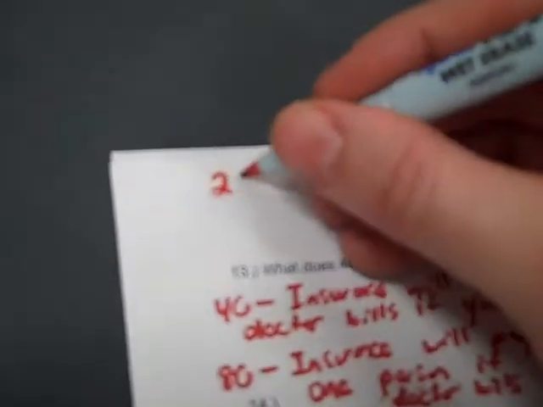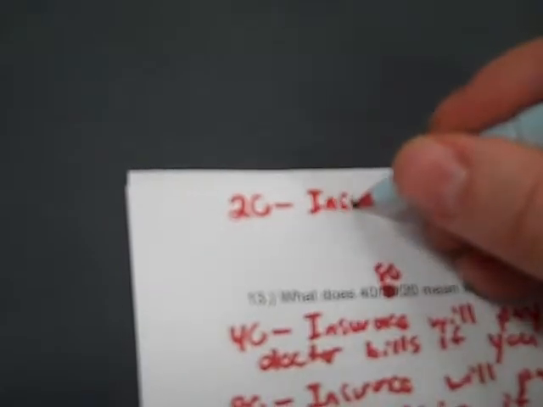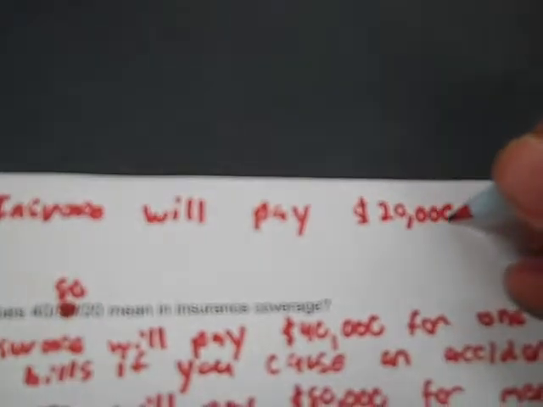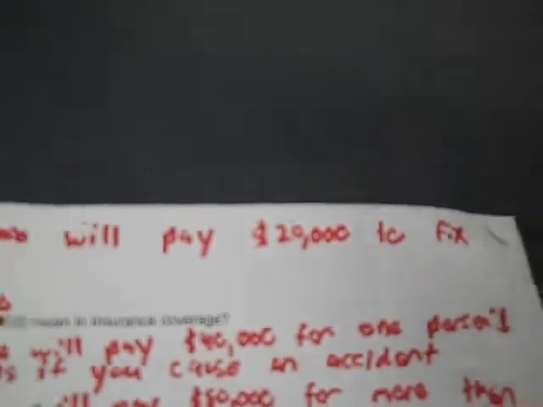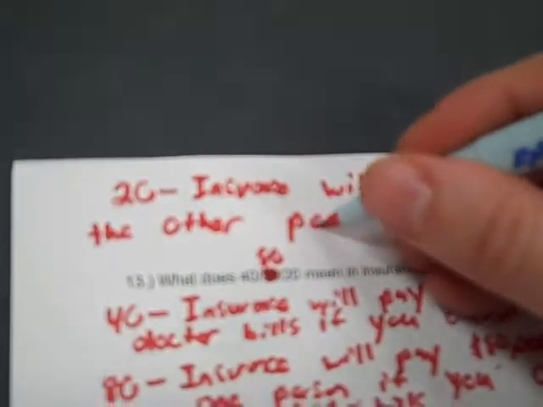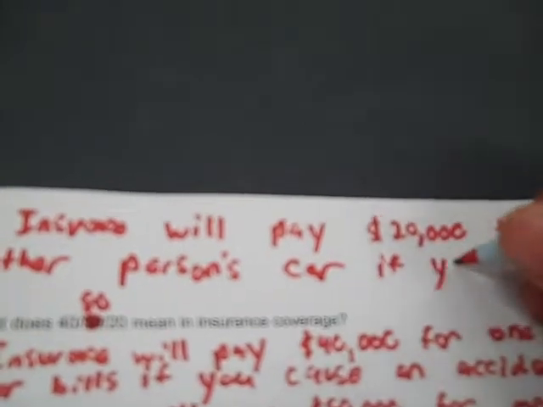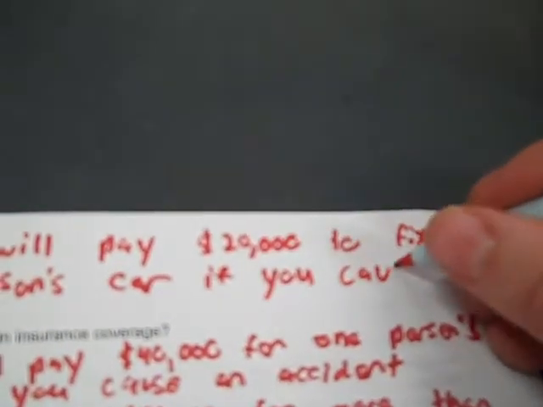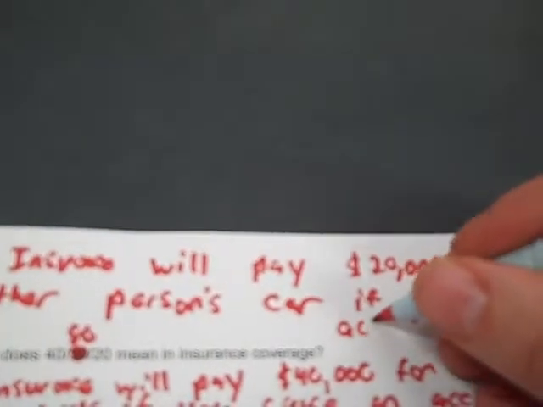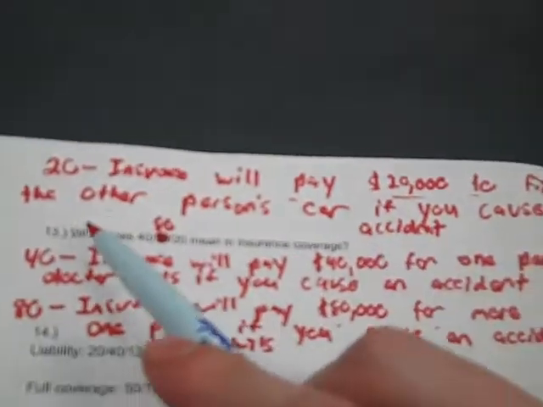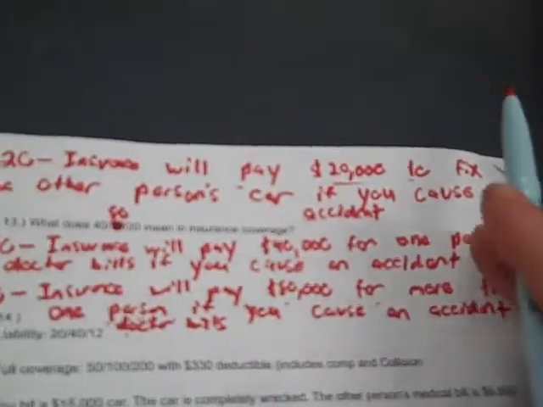Okay, now the 20, the insurance will pay $20,000 to fix the other person's car if you cause an accident. All this is my fault, okay? This is what I'm covered if it's an accident, it's my fault. Insurance will pay $20,000 to fix the other person's car if you cause an accident, okay?